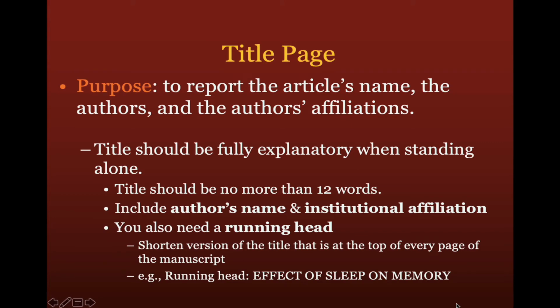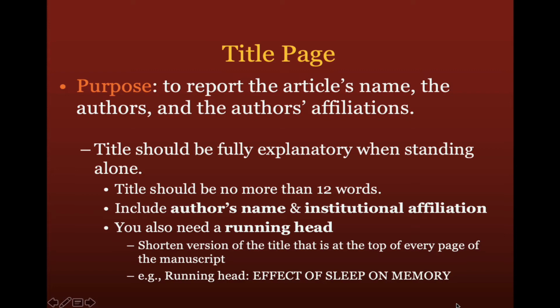So I'm going to go through the different parts. So the title page, the purpose of that is to simply report the name of the article, the authors, and the author's affiliation. So affiliation being what institution they're affiliated with. So in terms of the title, you're going to want to make sure the title explains or at least identifies the key variables and on some level explains the relationship between those variables.